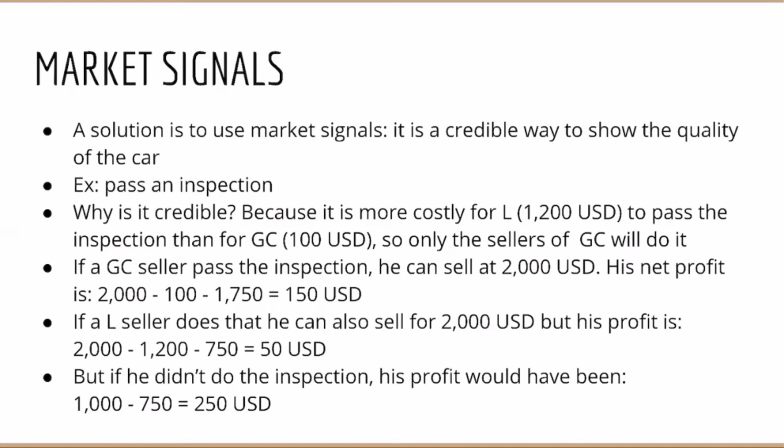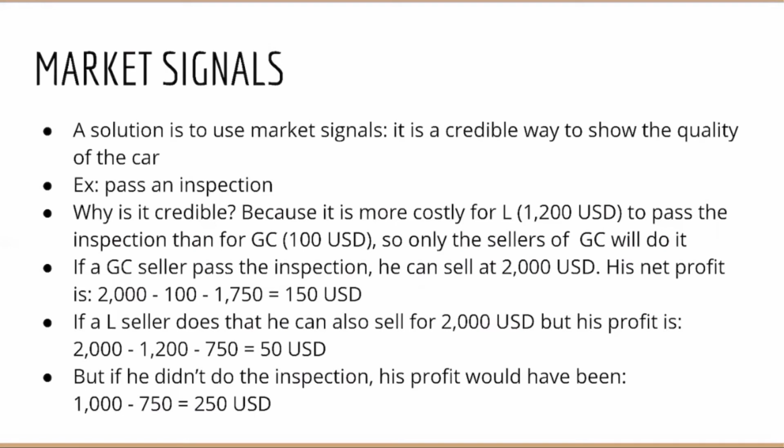Now, if a lemon seller does that, he can also sell for $2,000 because he fixed the car by passing the inspection. But his profit is $2,000 minus 1,200, which is the cost of the inspection for a lemon car, minus the reserve price of a lemon car. And he gets $50 of net profit. But if he didn't do the inspection, his profit would have been $1,000, the price that a buyer is willing to pay for a lemon car, minus the reserve price, and he gets $250 of net profit.